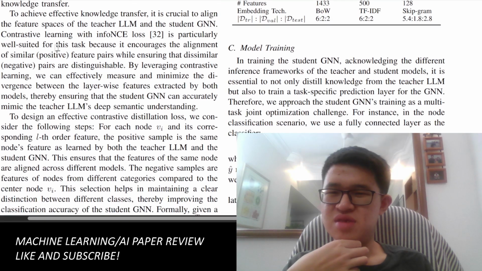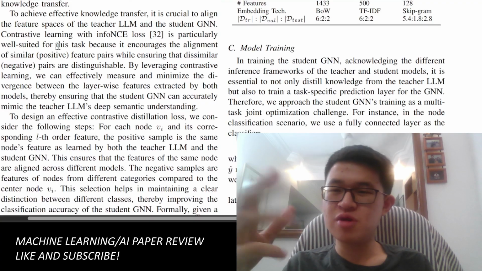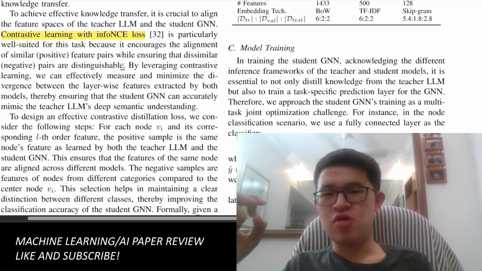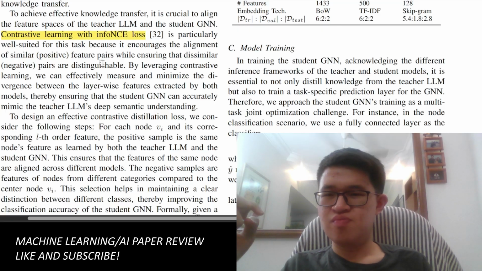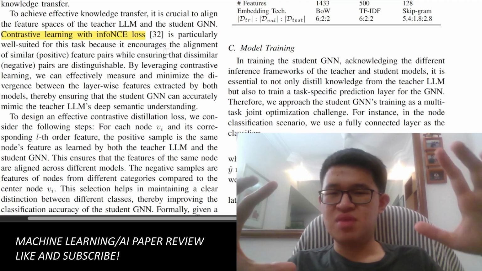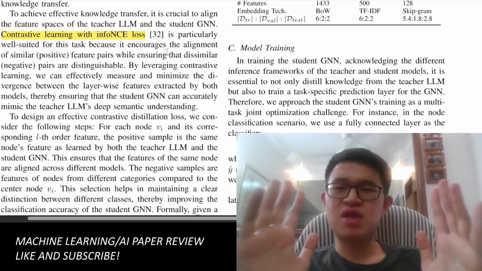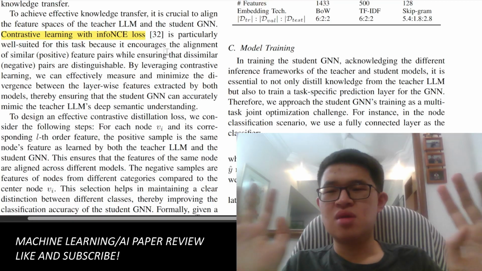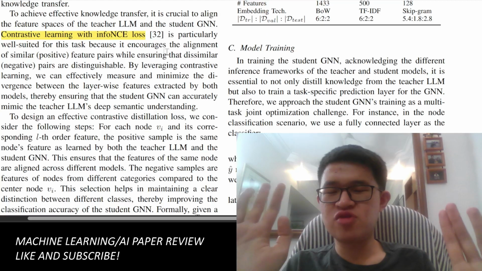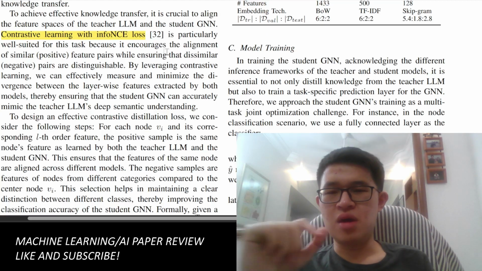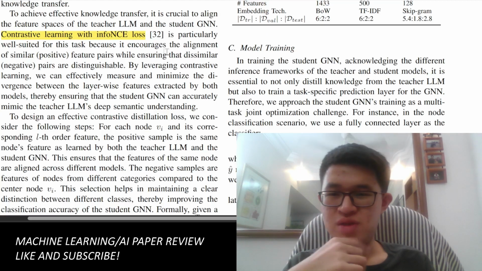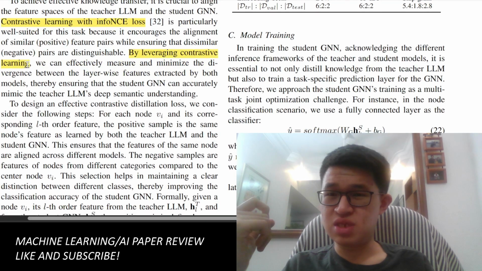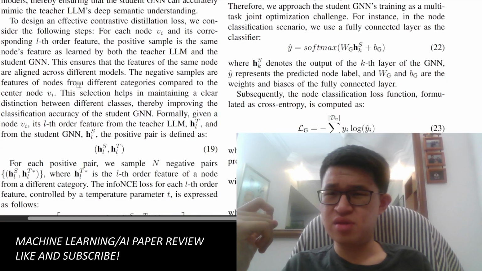Okay, so then they talk about some approaches, such as contrastive learning with InfoNCE loss. Basically, what it does is that it tries to separate out similar and dissimilar pairs of features and then see whether or not you can tell what is similar and what is not. And that's basically contrastive learning essentially.